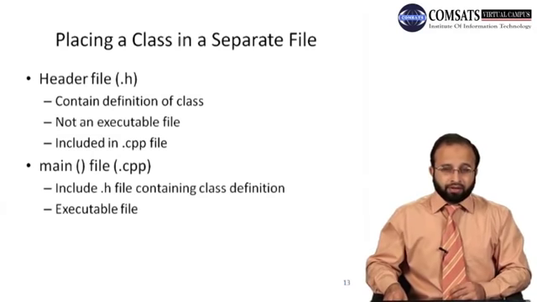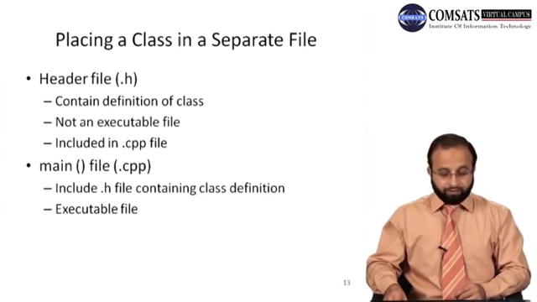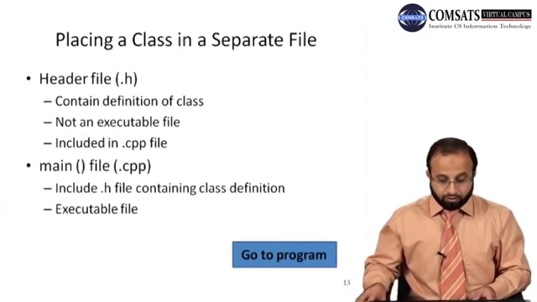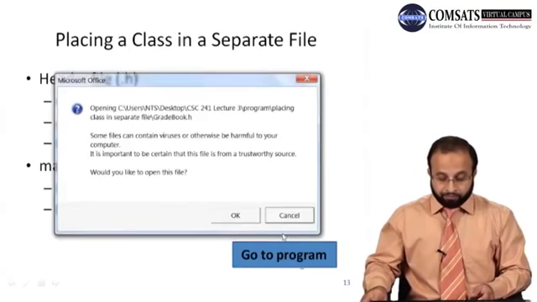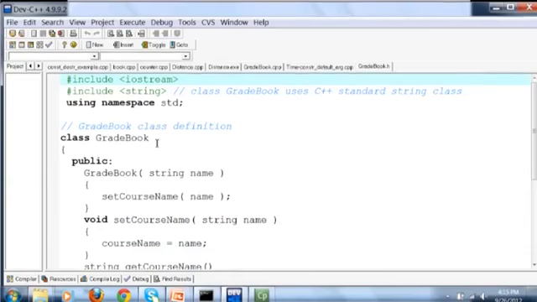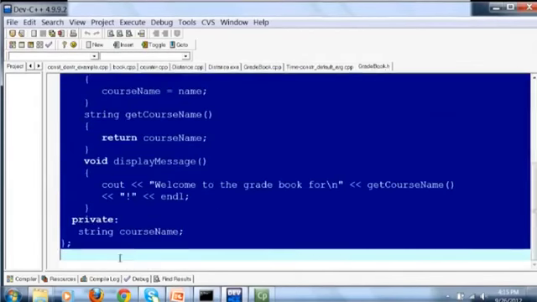So every C program that contains the main function is actually the executable. Let's go to the program and see how we can write a separate class in a separate file and the main function in a separate file. So this is the .h file, right? And in this file we just have the definition of the gradebook class. So this is the definition of the gradebook class.